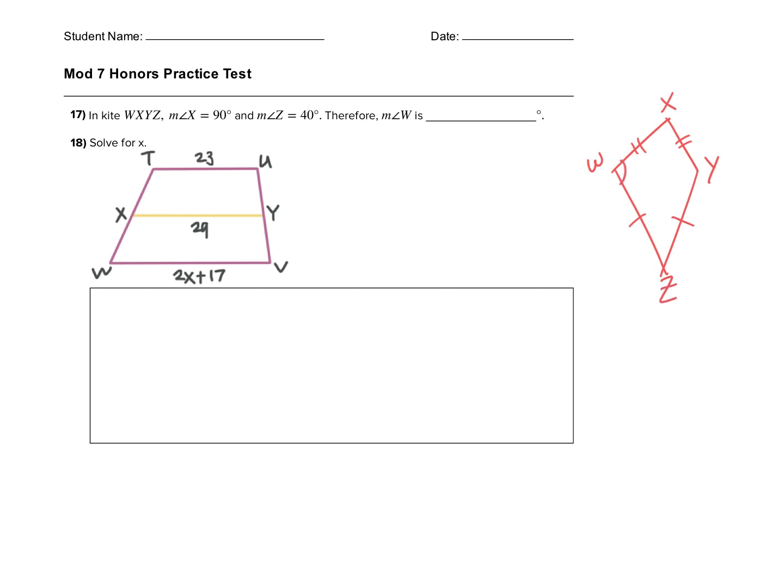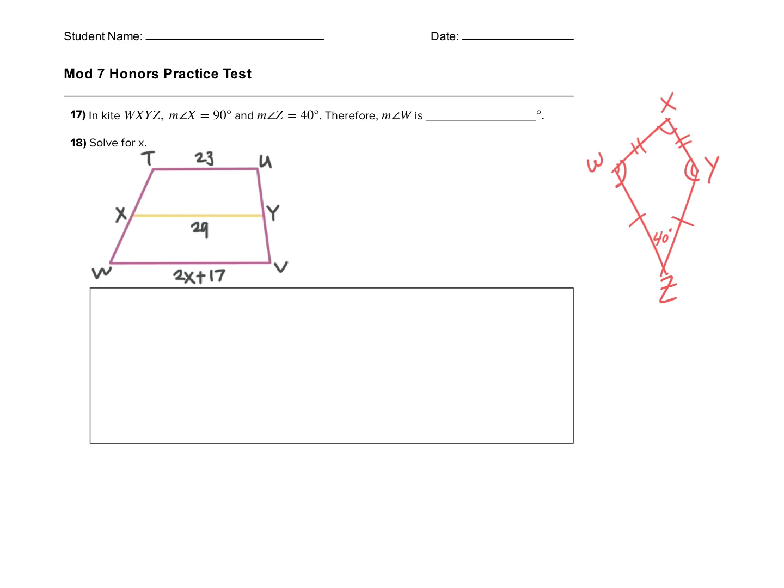And these angles that meet the two non-congruent sides, the two consecutive sides, form these opposite angles that are congruent. So X is 90. Okay, so this is 90 degrees. And Z is 40 degrees. What's the measure of angle W?